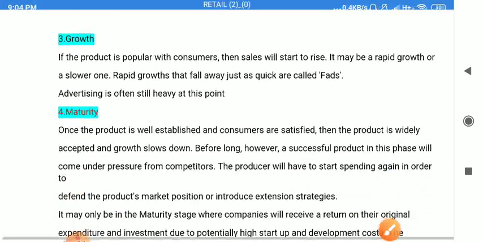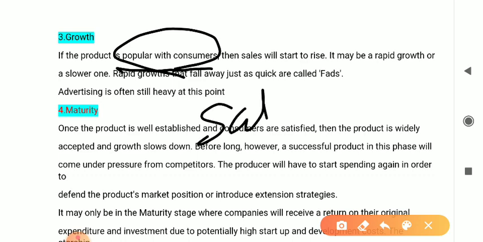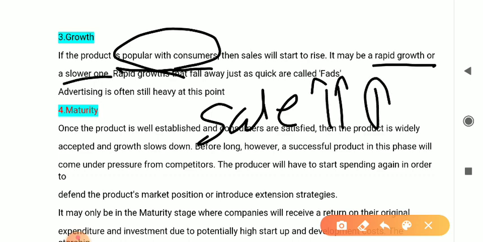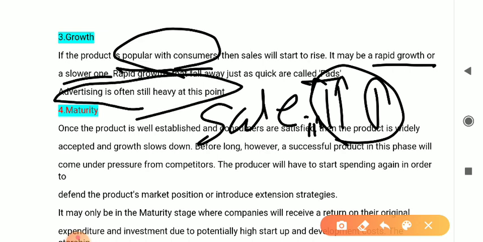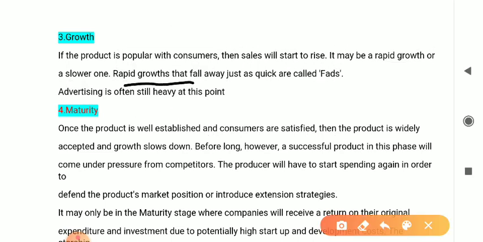So next, if the product is popular with consumers, if the product is accepted and popular among consumers, the sales will start to rise. Then in the growth stage, the sales will rise. It may be rapid growth or a slower one, it may go slow or very fast, depending on your product acceptance. Rapid growth that falls away just as quickly are pets. Advertising is often still heavy at this point. So in this growth stage also advertisement is required, right?